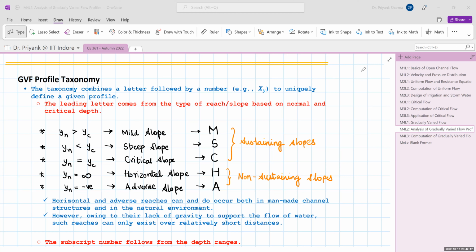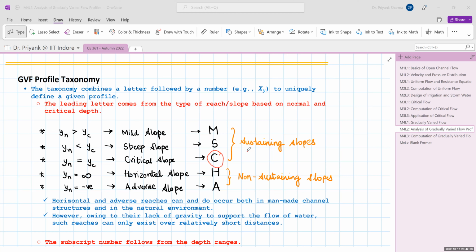So the leading letter, that is x, means the type of reach or type of slope based on the normal or critical depth. In the previous lectures we have already studied that based on the comparison of normal and critical depth we have different types of slopes. So if your normal depth is greater than the critical depth you have a mild slope, so it is denoted by m. So this x is this letter, so if it is mild slope it is m. If yn is less than yc it is a steep slope, so it is s. And if yn is equal to yc it is a critical slope, so it is c.